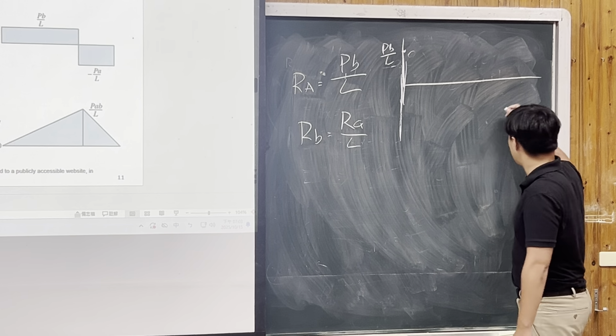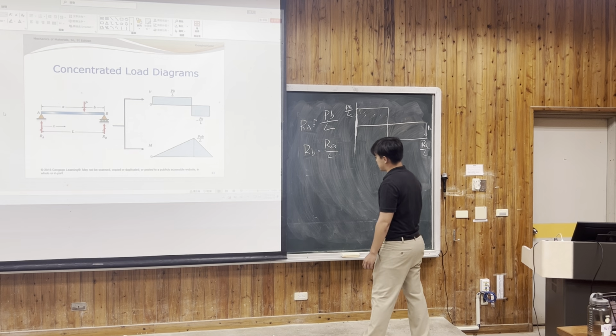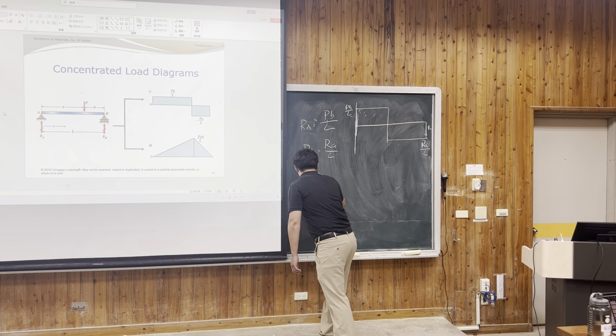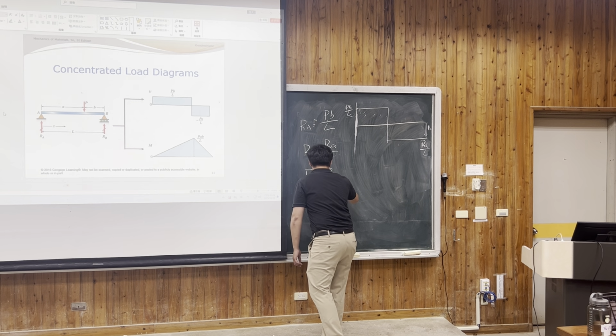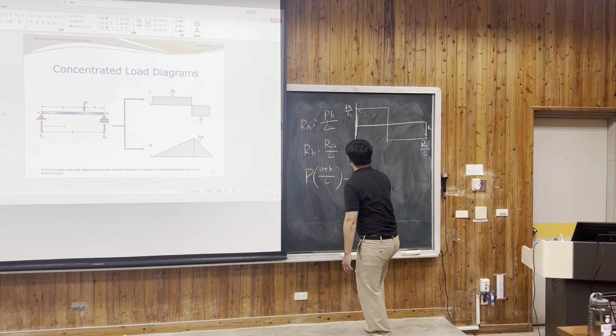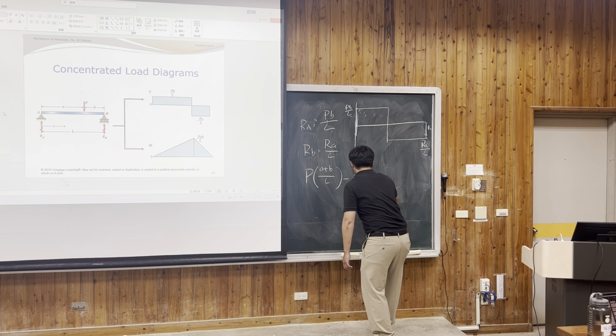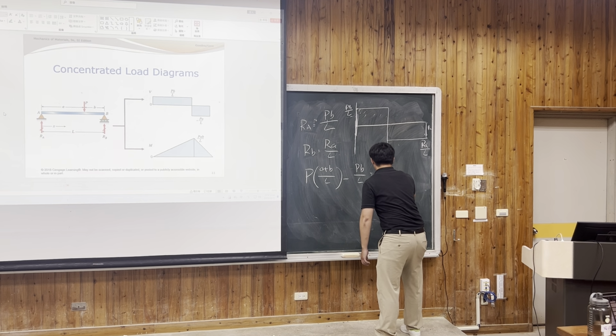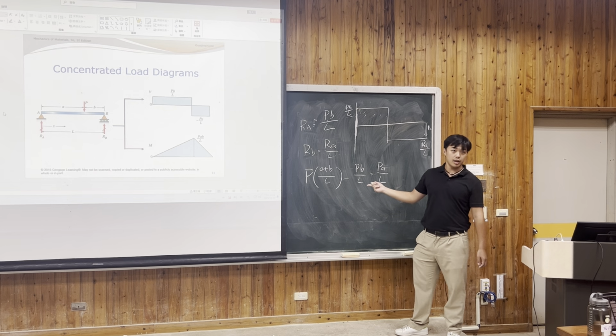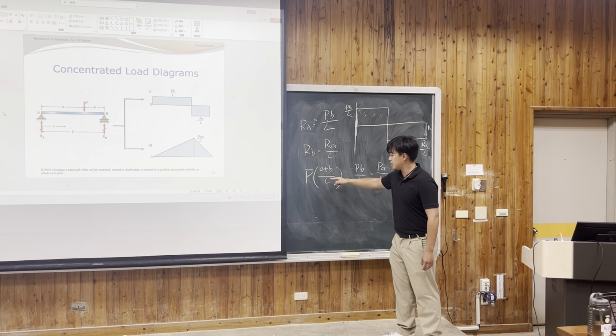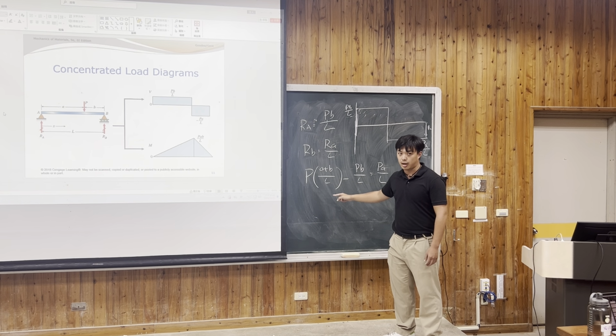So maybe you will be wondering why PB over L minus P is equal to PA over L. It's because it is P, okay? This is P, right? Because A plus B divided by L is equal to 1, right?